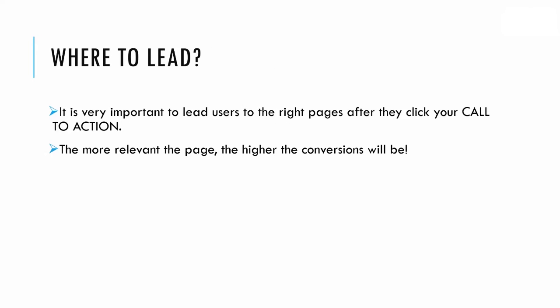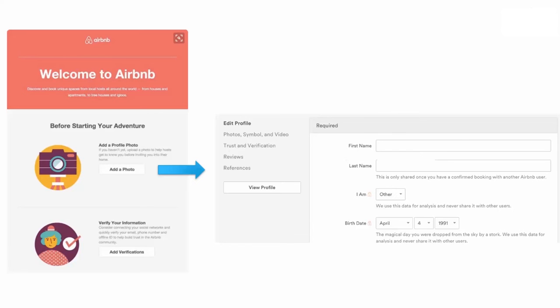So where do you lead them with this call to action? It's very important to lead your users to the right pages after they click your call to action. The more relevant the page, the higher the conversions will be. So if your call to action link says, click here for our Facebook marketing course at CourseEnvy.com, and it leads them to a general course page listing all your courses, that subscriber is going to be disappointed. So always triple check your emails with a test email. With that test email, you can click and verify each link, each graphic, each button call to action, and make sure they lead to the correct page.